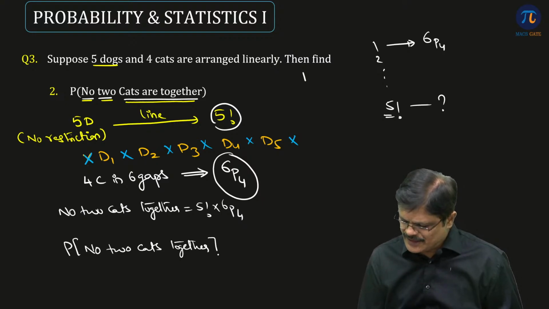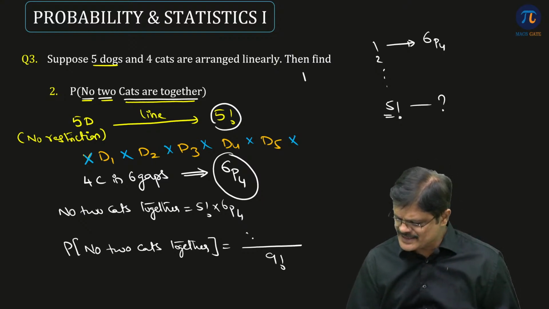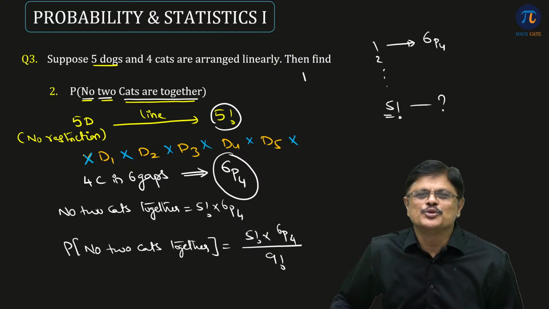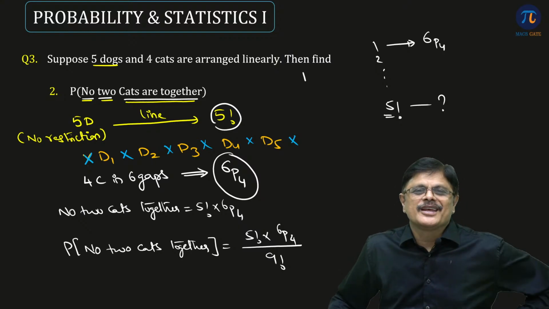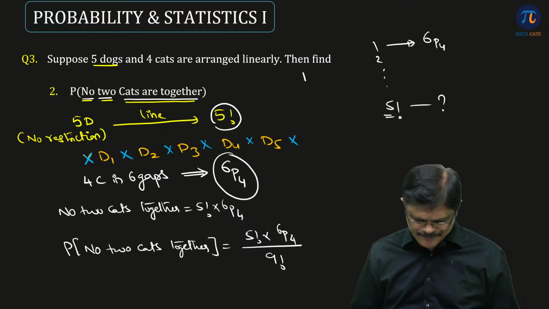What is the probability that no 2 cats are together? Denominator is total, that is 9 factorial. Numerator is 5 factorial into 6p4. And that is the required answer. Hope you understand. Simplify to get the required answer.